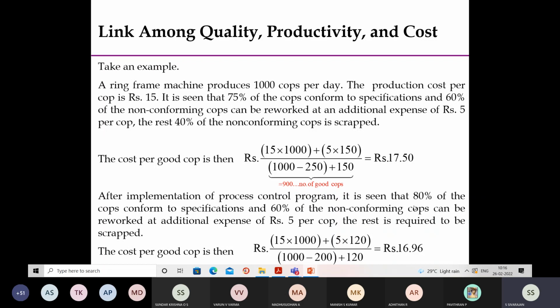And then finally we made some improvements. 80% of the cost counts. So here it's only 78%, here 80%. So 60% can be reworked, same 5 rupees. The rest is required to be scrapped.